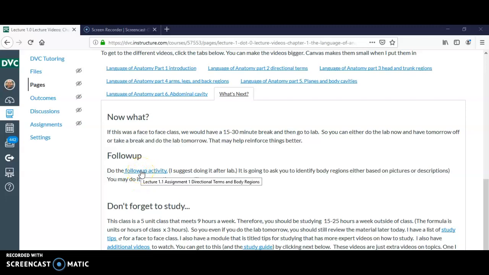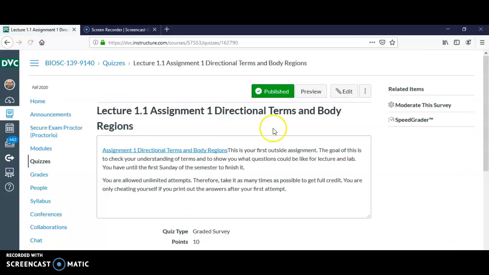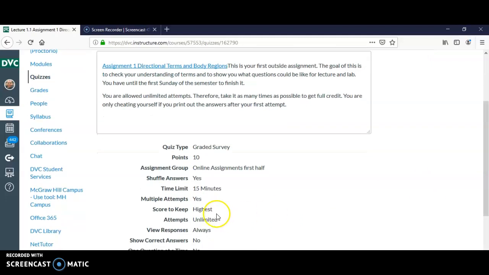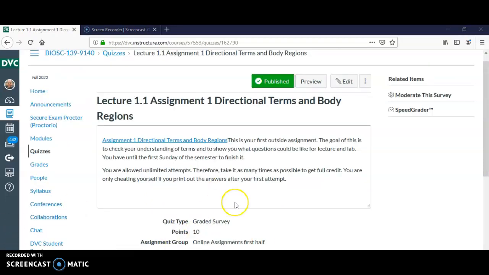This follow-up activity is going to take you to a survey. It's the same setup as the quizzes, where you will answer questions. And usually I have a time limit on these and how many times you could take it. This one is unlimited because it's your first one. Other time, the follow-up might be a discussion. It might be a worksheet to fill out. I might even have you do worksheets as you go. So that is an overview of how I will lecture.